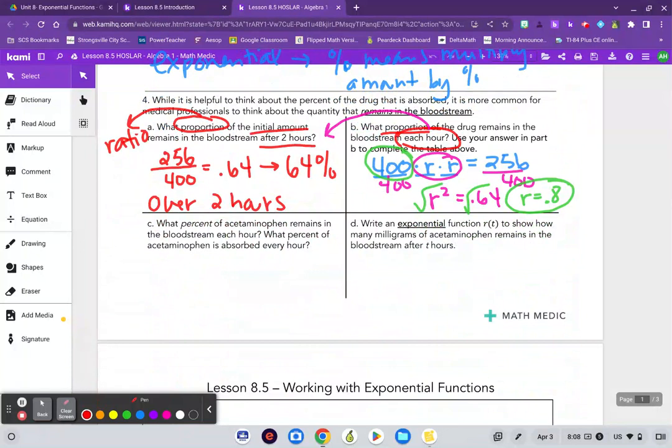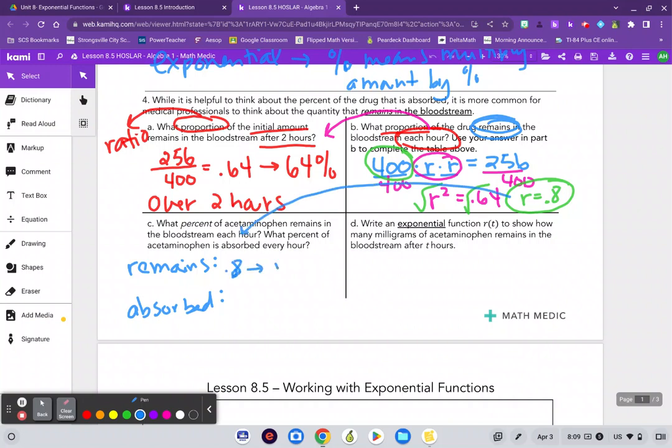It says what percent of the acetaminophen remains each hour, and so what percent is absorbed. Okay, so I'm going to label remains and absorbed. Okay, so remains is what I found as this 0.8. 0.8 remains. And so if 0.8 remains, that means that I have 80%. And so if I have 80% remaining, then 100% minus 80% is 20% absorbed.